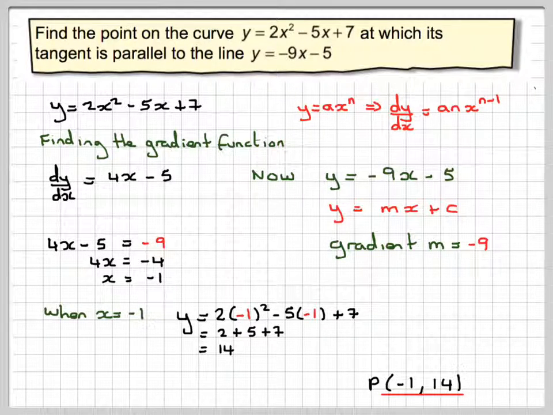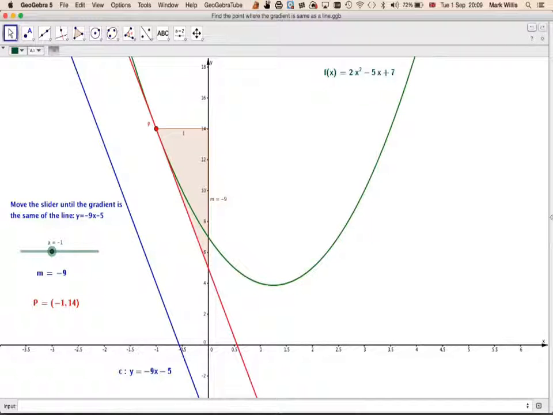And therefore the required point P is minus 1, 14. If we go back to this again, we can see that the tangent at this particular point is parallel to this line, at minus 1, 14.